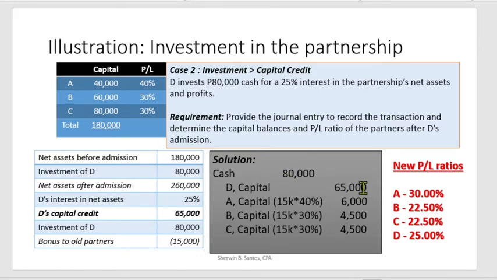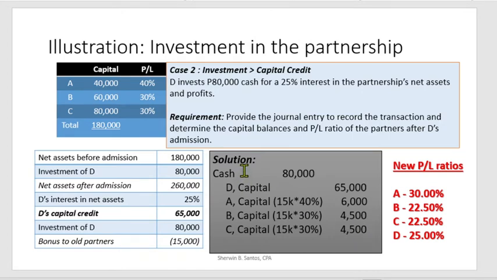So, how do we recognize this? You have to debit your cash, kung magkano na-receive ng partnership, 80,000, and then credit the capital, kung magkano ang computed capital credit ni D, 65,000. So, paano yung 15,000 na difference? It will be shared by the existing partners. Since it is a bonus to all partners, it will be computed based on the old profit and loss sharing ratio. Yun po yung 40, 30, and 30. So, 15,000 times 40, 15,000 times 30, 15,000 times 30. So, yun yun. 65,000, 6,000, 4,500, and 4,500.